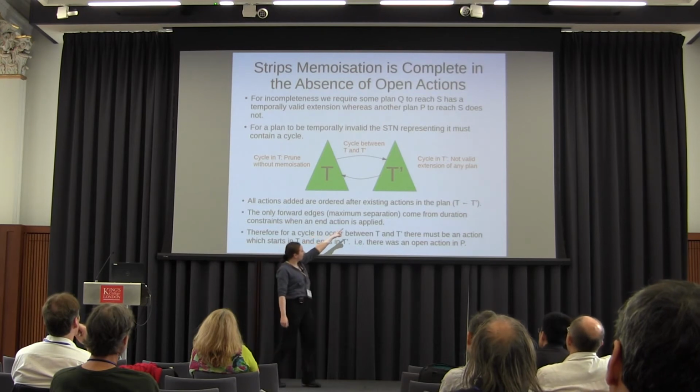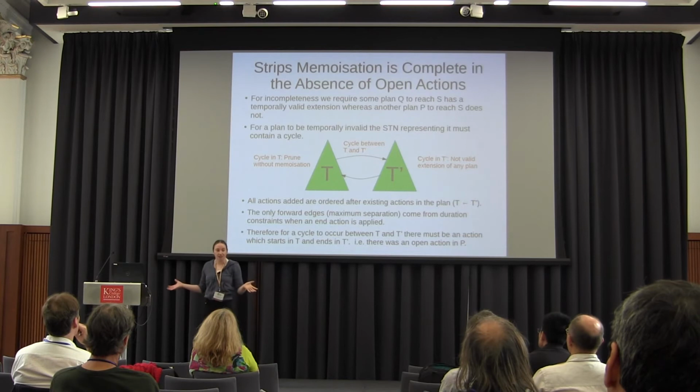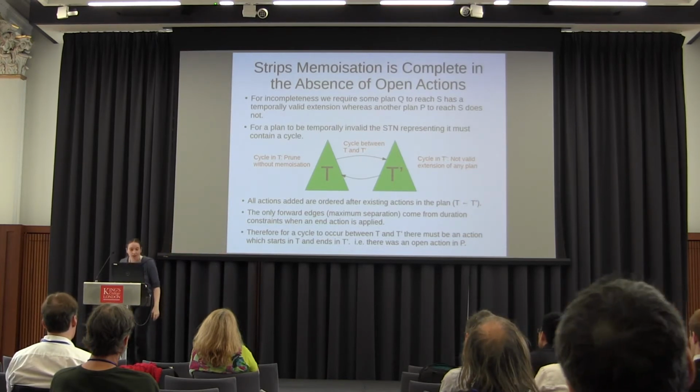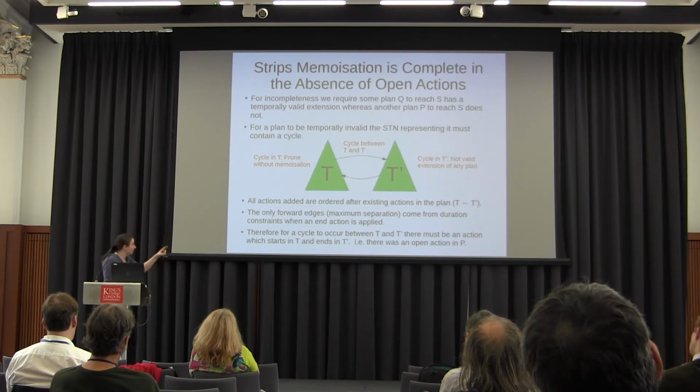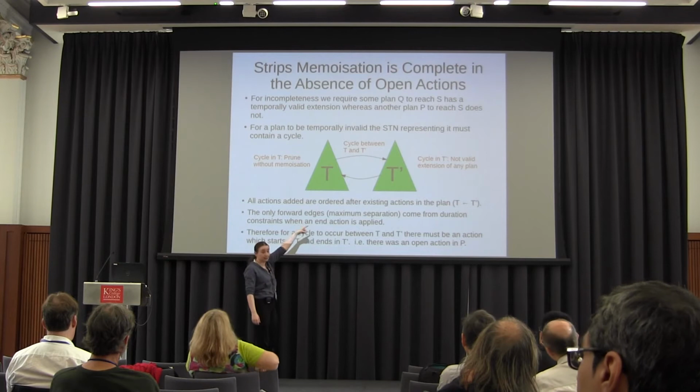On this hand, if there's a cycle in T prime, then that is not a valid extension of any plan, right? Because it's a temporally invalid plan. So the only case where there can be a cycle in this complete plan is where there's a cycle between T and T prime.